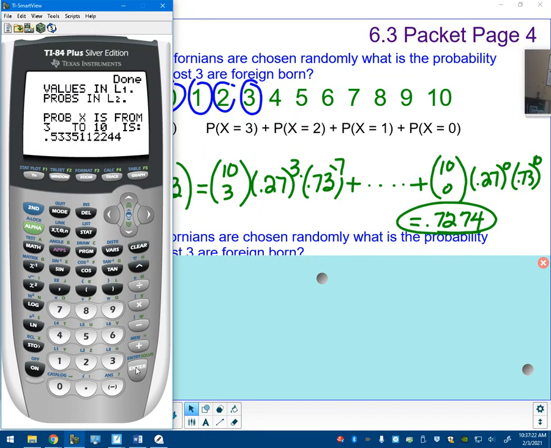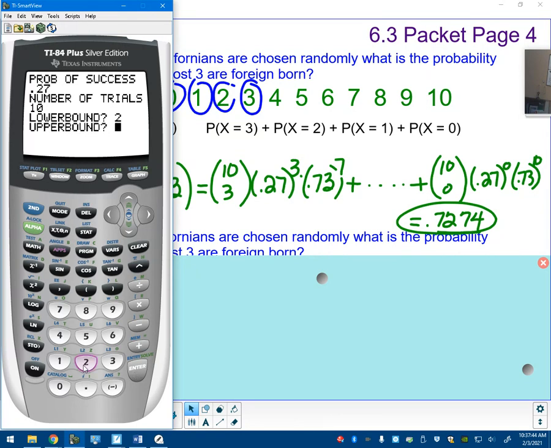Now, what if you want to do exactly 2? Guess what you do for this program? Program Binoprob. Probability of success is 0.27. Number of trials is 10. I want exactly 2. Guess what I put in for the low and the upper bound? 2, 2. It's the same. And it will give me what you guys got for question number 2. So it doesn't matter which way you do it.